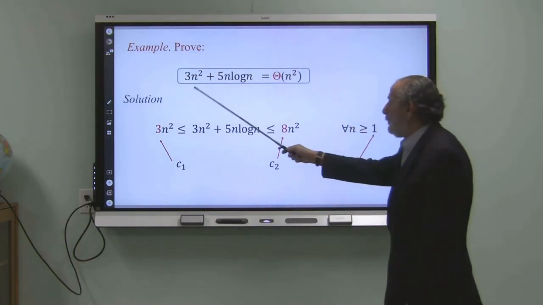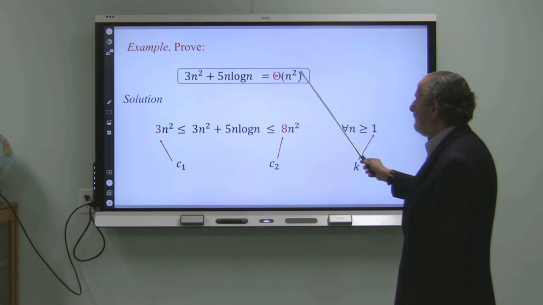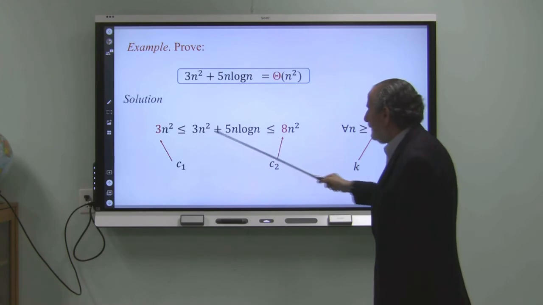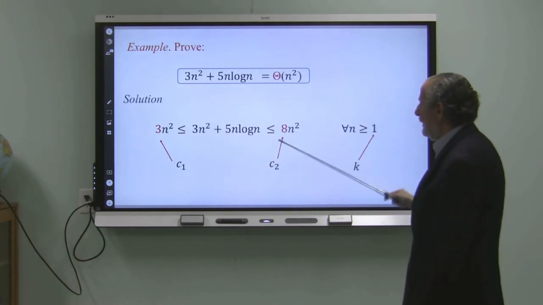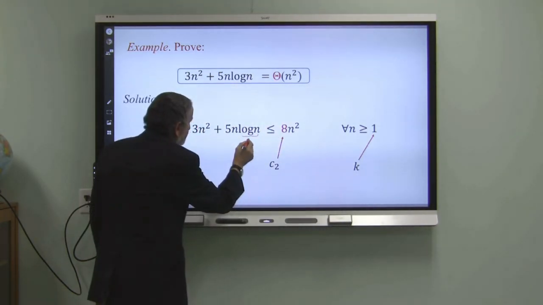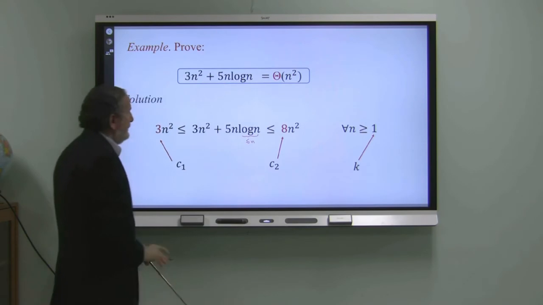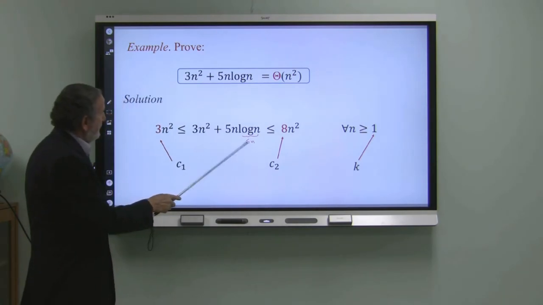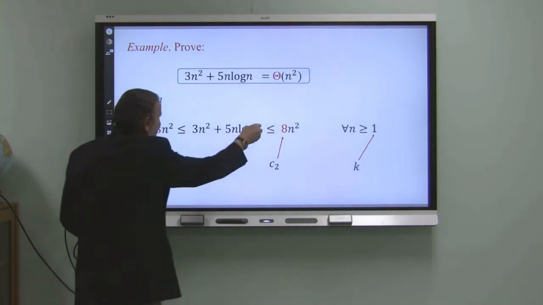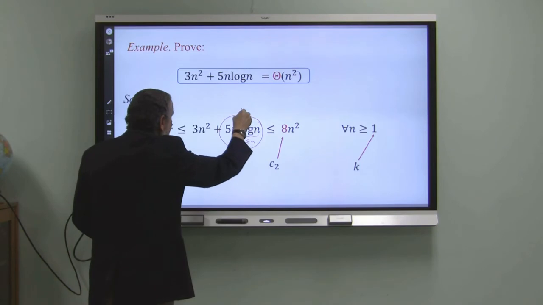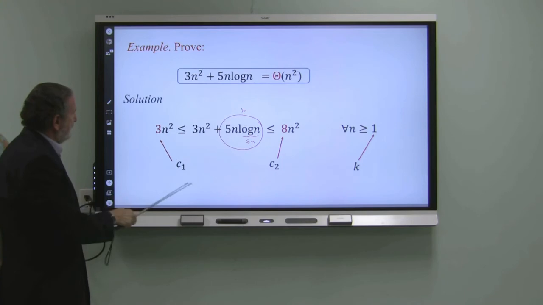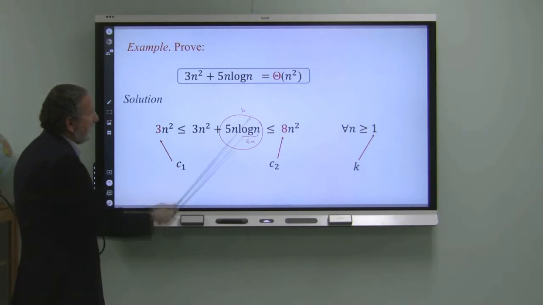Okay, let's prove that this one here is big theta n squared. Well, this is here plus 5 log n. This will be less or equal than 8 n squared. Why? Because log n is less or equal to n. So 5n squared plus 3n squared, 8n squared. On this side now, since this one is positive, then this would be greater or equal than 3n squared. So c1 is 3, c2 is 8, and k is 1.